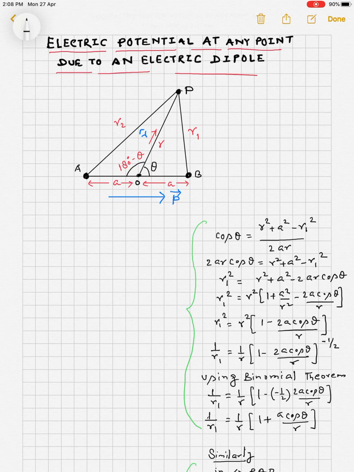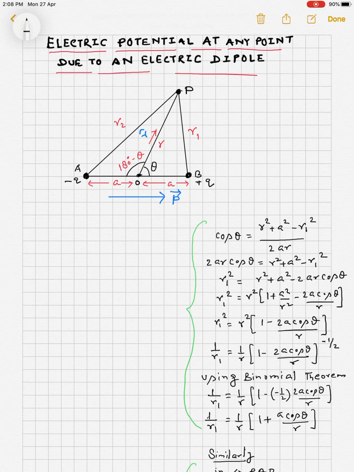Today I am going to discuss electric potential at any point due to an electric dipole. So here is an electric dipole: minus q that is situated at A and plus q that is situated at B. So this is an electric dipole. AB is an electric dipole, minus q and plus q separated by a short distance 2a.